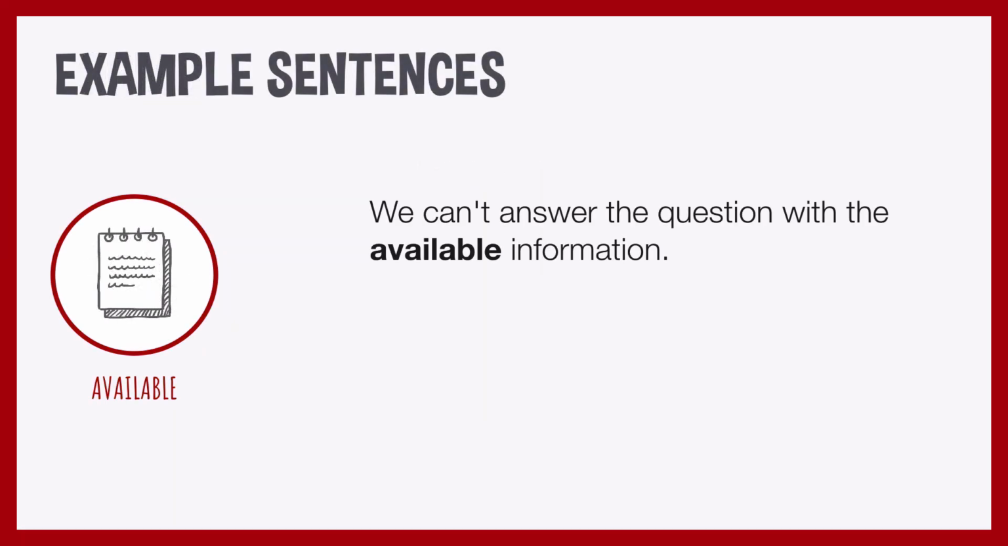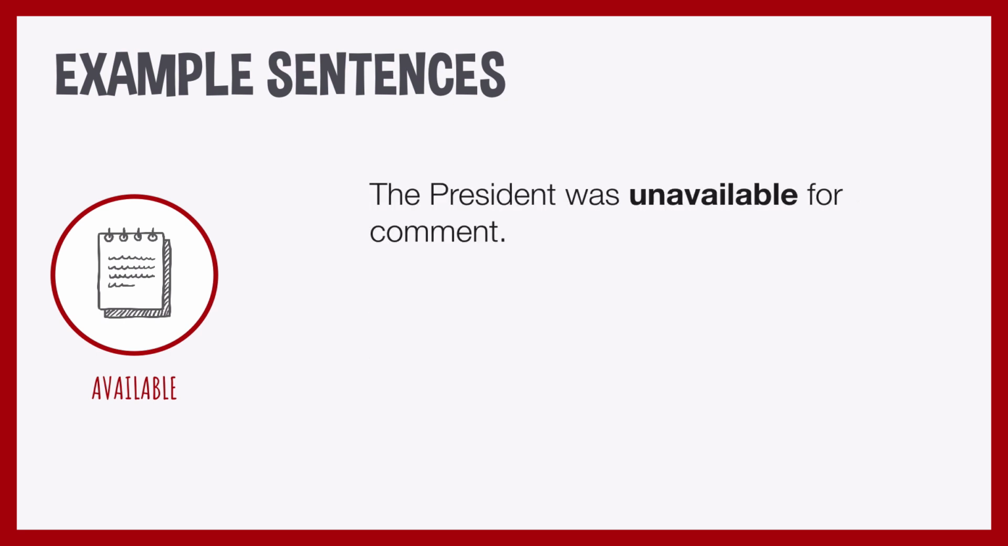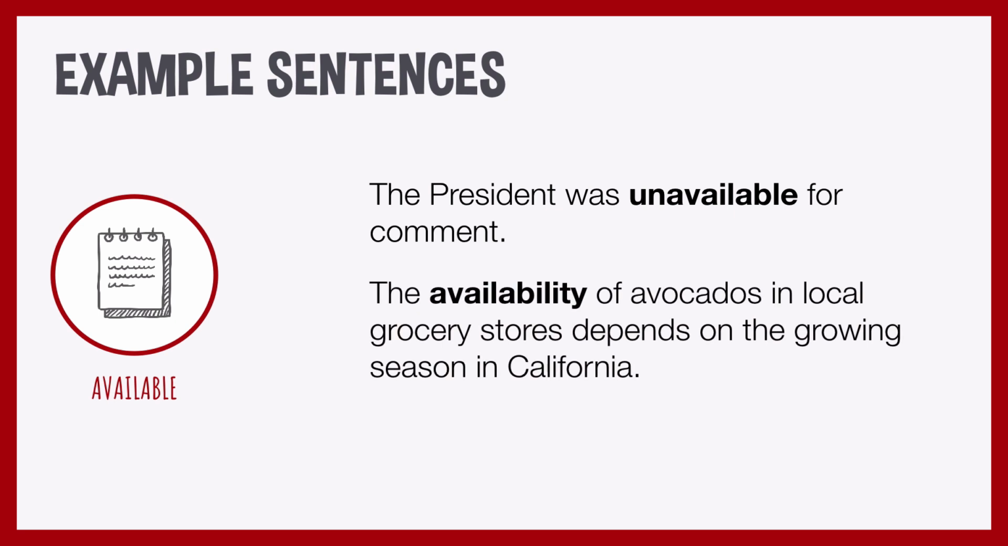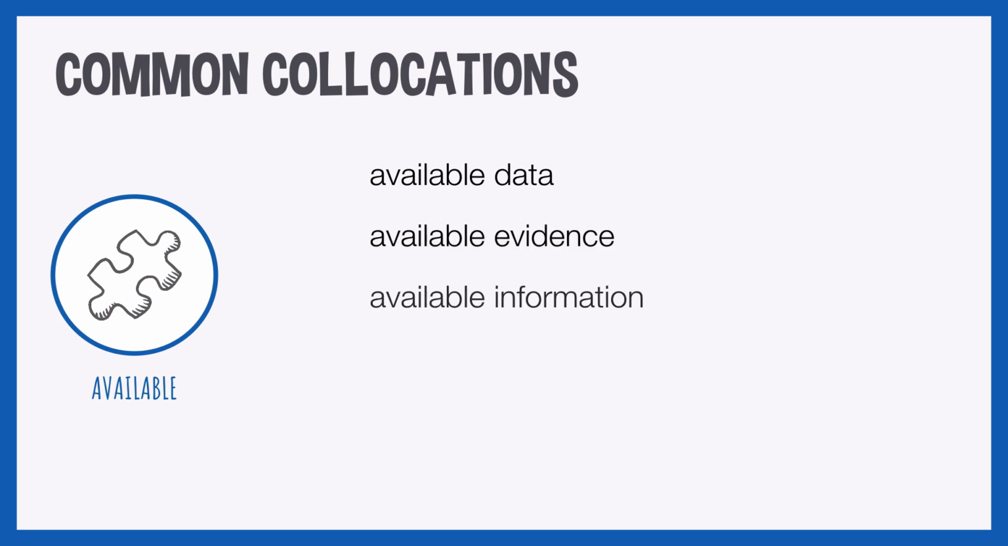So some example sentences: we can't answer the question with the available information. Only 2% of the land available for crops in Australia is cultivated. The president was unavailable for comment. The availability of avocados in local grocery stores depends on the growing season in California. And some collocations: we talk about available data, available evidence, available information, available resources, and things can become available.